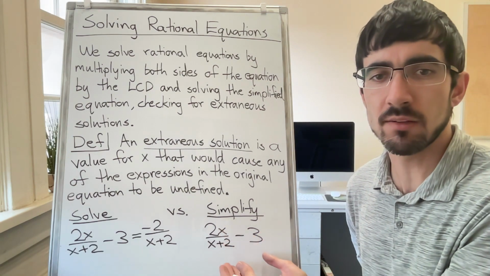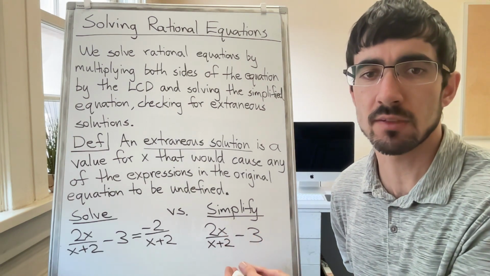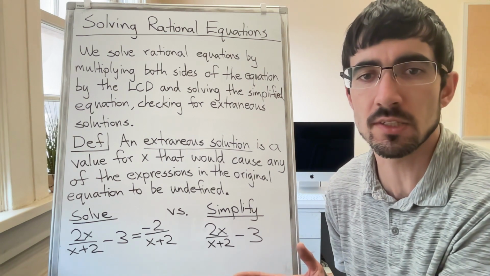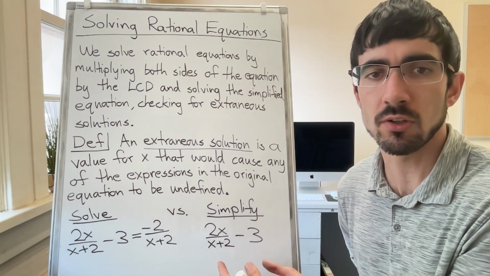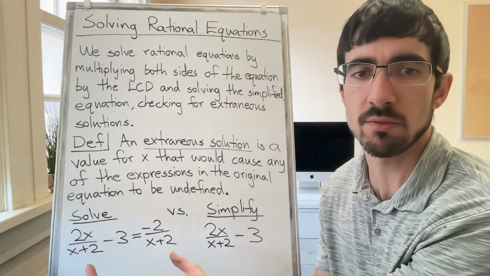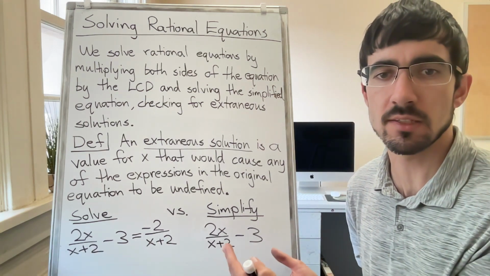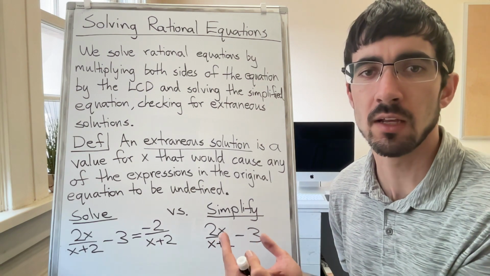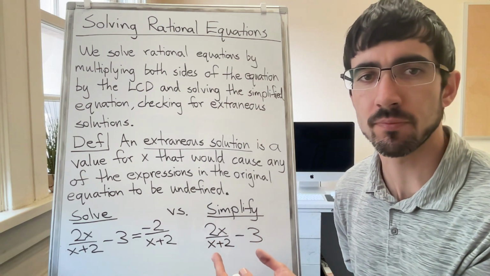When I'm done with this problem, I have a simplified expression that still has variables in it, that still has coefficients in it, it's just in lowest terms. So there's a real difference between solving an equation and simplifying an expression. Let's pay careful attention to that all through algebra.